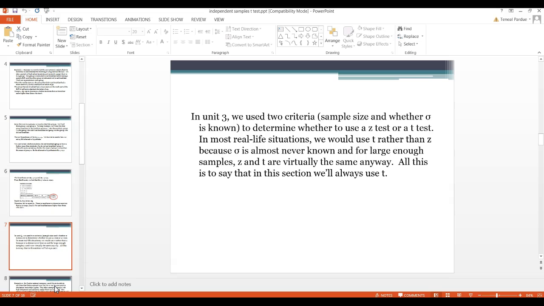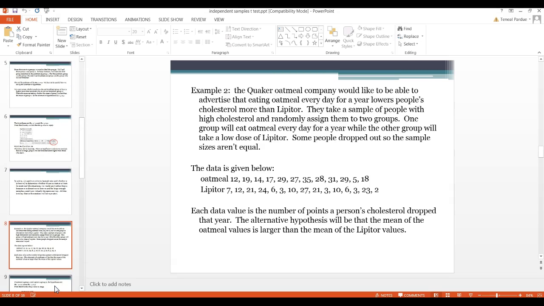I put a slide here to say that basically there is such a thing as a two-sample z-test, but from here on out we're not going to worry about that. We're just going to go with the t. You can read that.